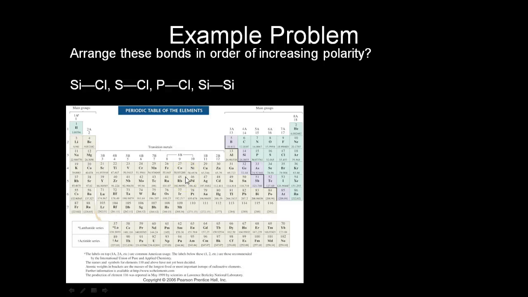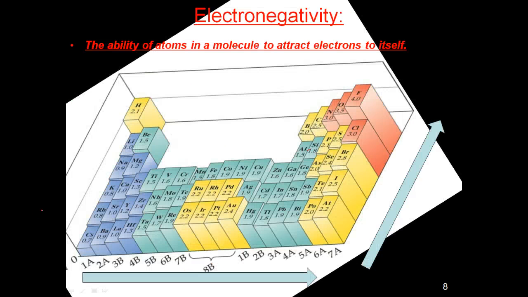So on an exam, you might get a question similar to this, where you'll have a periodic table. Of course, you'll always have this periodic table, but there might be a question that asks you to arrange these bonds in order of increasing polarity, or something to that effect. And you'll say, well, how can I do that without the electronegativity table? Remember the table that looked like that? How do I do that without this?